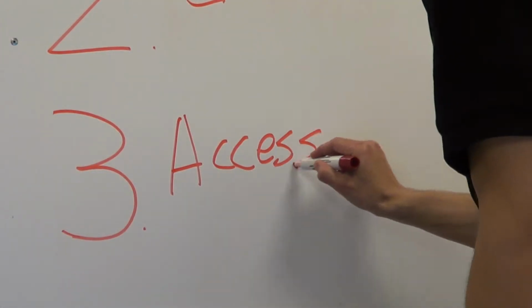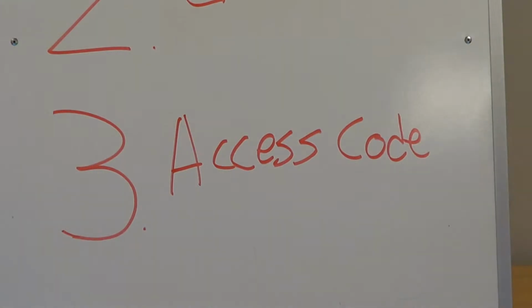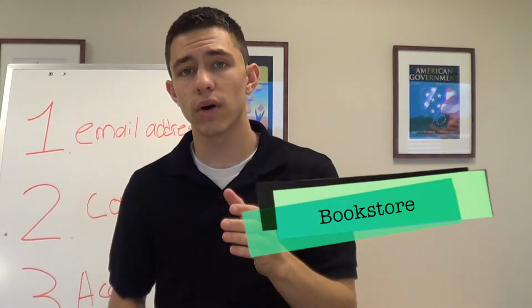And number 3, access code. Whereas your course ID is what links you directly to your MyLab course page, your access code is what actually gives you access to the MyLab program itself. Access codes can either be purchased online during the registration process or at your university bookstore. Oftentimes, these codes will come packaged with the book.